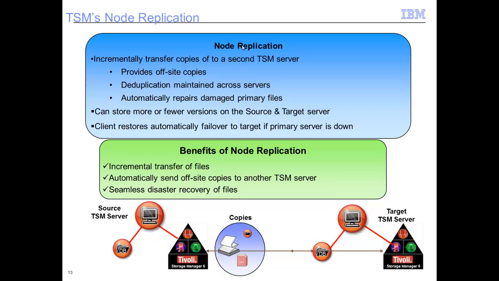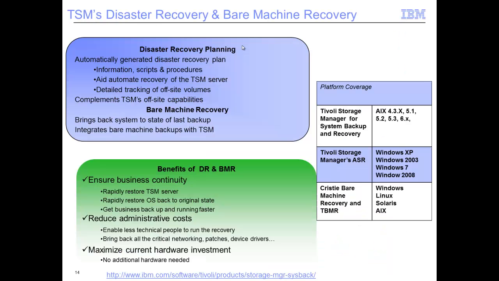This copying of files from the one server to the other server is on an incremental basis. Usually this node replication is kicked off after your daily backups are done. It can be done for all of the data or just a subset of the data, so you can choose what is replicated over to the other server. So node replication gives you a way to incrementally transfer copies of files to another TSM server where they will be managed as well and will act as a disaster recovery site in case your primary site goes down.